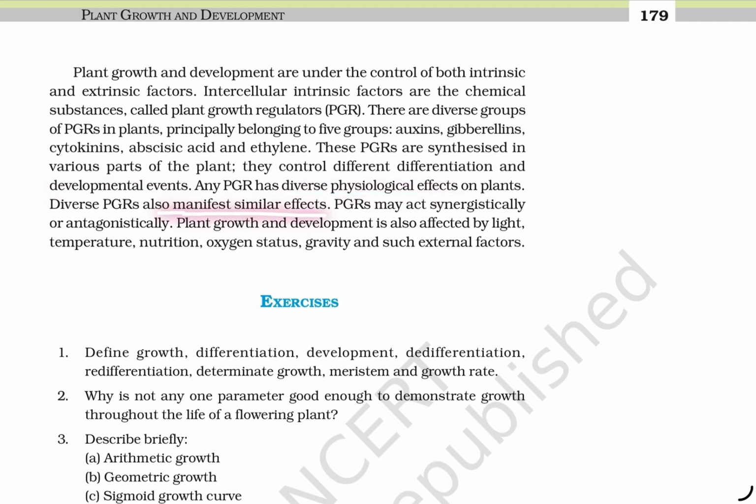Diverse PGRs also manifest similar effects. The PGRs can act synergistically or antagonistically. Plant growth and development is also affected by external factors such as light, temperature, nutrients, oxygen status and gravity.